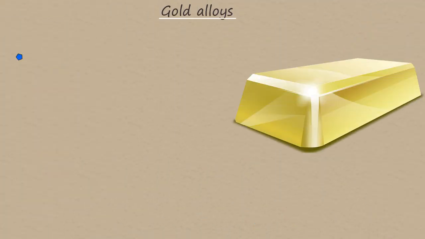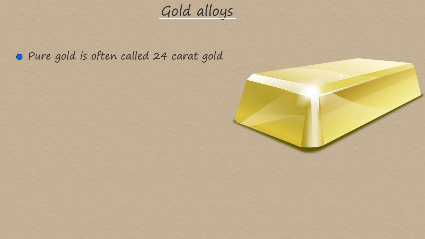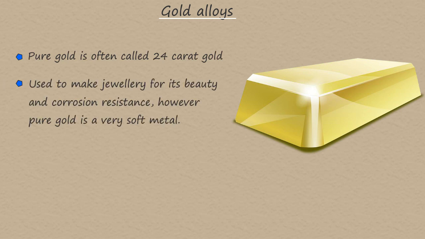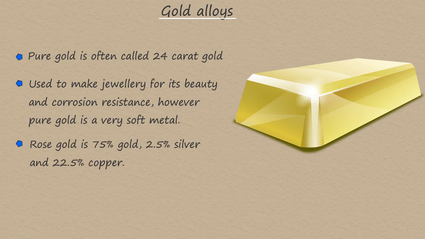Pure gold is often called 24 karat gold. Now, gold is a metal used to make jewellery because of its beauty and corrosion resistance. However, 24 karat or pure gold is far too soft to be used to make jewellery. However, gold can be alloyed with other metals to make it harder and more suitable for use in jewellery. However, adding these other metals will affect its colour.